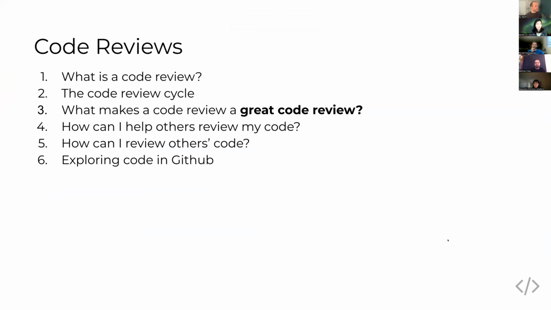Let's talk about it. We're going to go over what a code review is, the code review cycle and what that looks like, what makes a code review a great code review, how you can help others review your code, how you can review other people's code, and then some things in the GitHub UI as far as going through pull requests and that sort of thing.